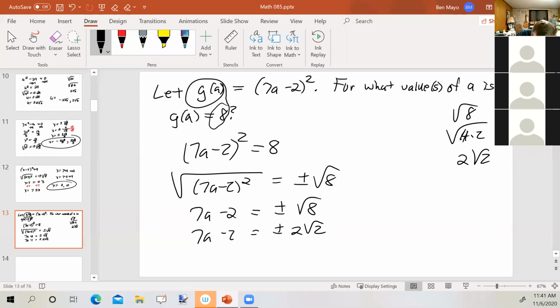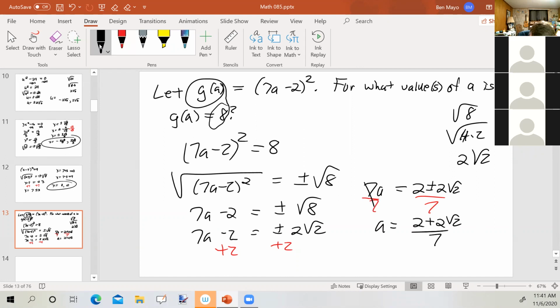Okay. So next, I'm going to add 2 to both sides. So I've got 7a equals 2 plus or minus 2 square roots of 2. Then I'm going to divide both sides by 7. So a equals 2 plus 2 square roots of 2 over 7. Now, oops, I left out the minus.